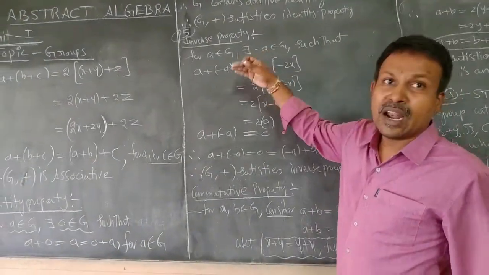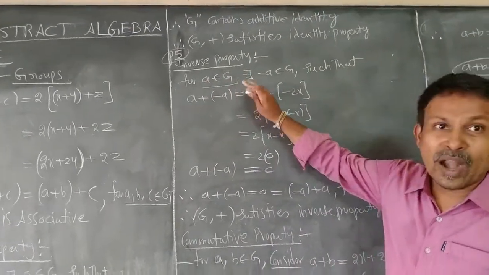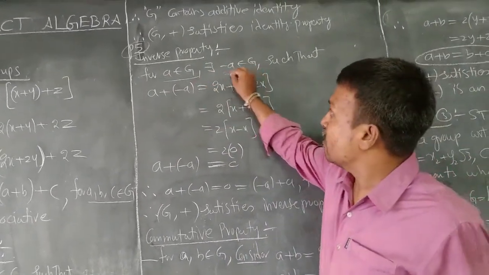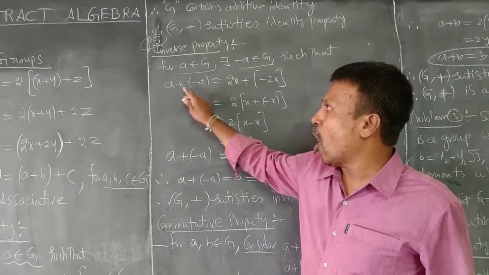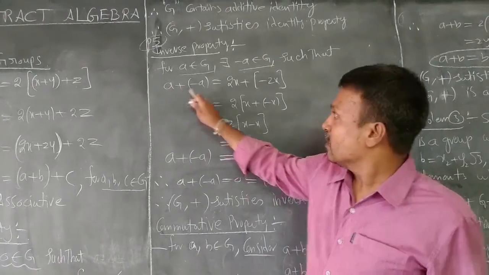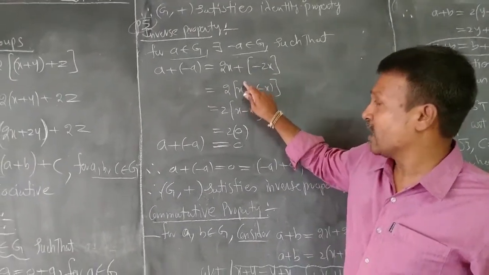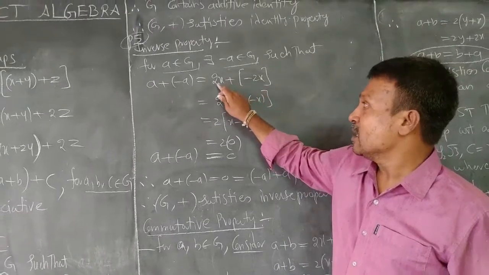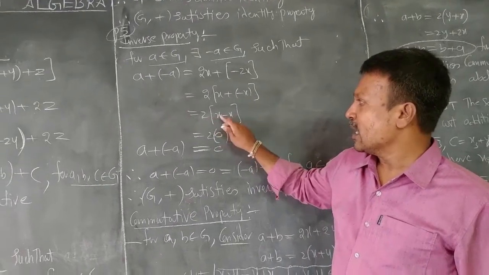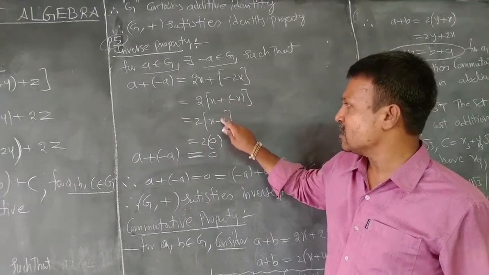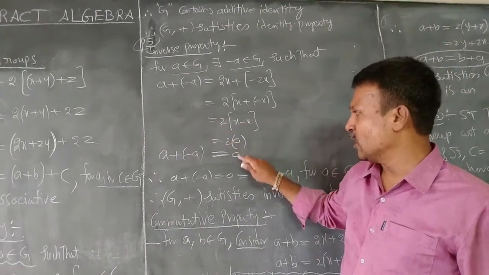If I go for the next property, that is the inverse property. For A belongs to G, we have to find one additive inverse element in G, that is minus A belongs to G, such that A plus of minus A. This A and minus A operated with addition can be written as 2x plus of minus 2x. Here, we take 2 common out. Then we get 2 of x plus of minus x. Plus of minus is minus, so we get x minus x. So, x minus x is 0. Then we get 2 into 0, it is 0.